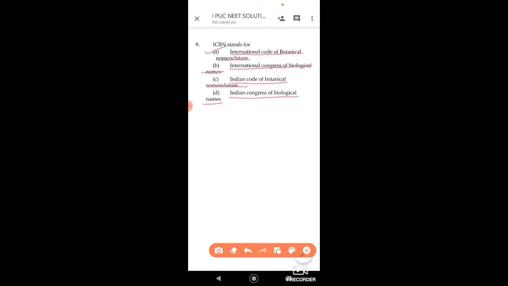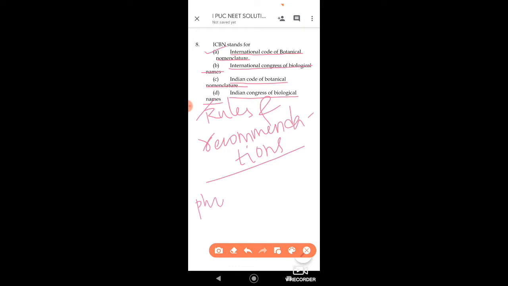See, this ICBN has certain rules and also certain recommendations, all right, which have to be compulsorily followed for giving botanical names for a plant, all right. Further, it is mentioned in a book called Philosophia Botanica. In this book, it is very clearly mentioned the rules and recommendations of ICBN, that is International Code of Botanical Nomenclature. This book, Philosophia Botanica, was written by again Carolus Linnaeus.